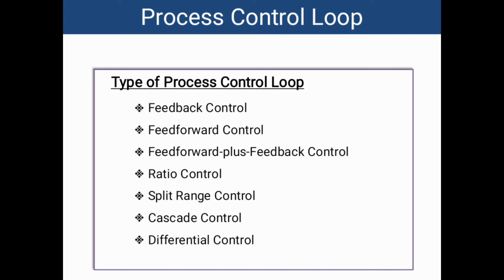There are several control loops provided in the process plant. This includes feedback control, feedforward control, feedforward plus feedback control, ratio control, split range control, cascade control, and differential control. These are all the things you have studied in your process dynamics and control subject. This subject knowledge you are going to apply in the plant.